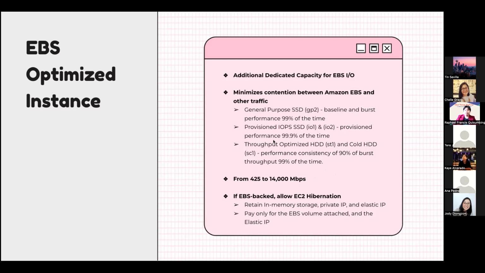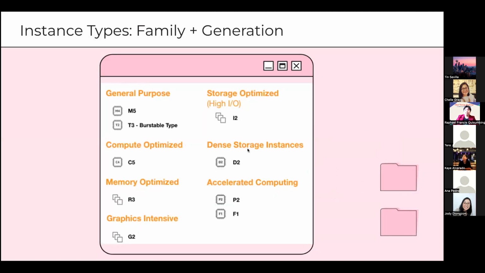Also, with EBS optimized instances, because they are EBS backed, you can also do hibernation. When you're doing hibernation, whatever is in the RAM is first stored in your EBS, so that when you resume, much like your computer, whatever is stored in your EBS returns back to your RAM. That is the EBS optimized instance.